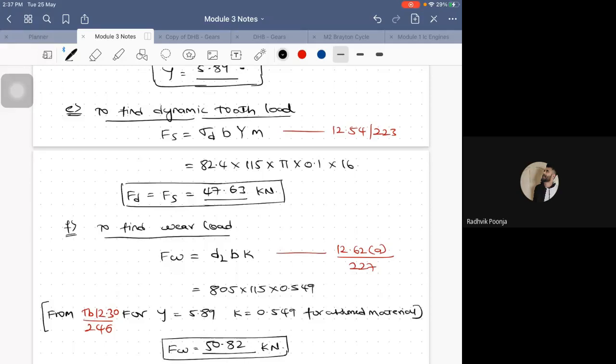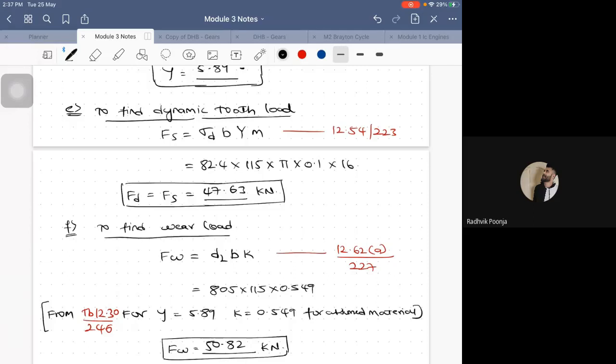Material is not safe? How many of you say the material is not safe for the wear? The dynamic load is 47 and the wear load is 50.82. So that is why you get confused every time.